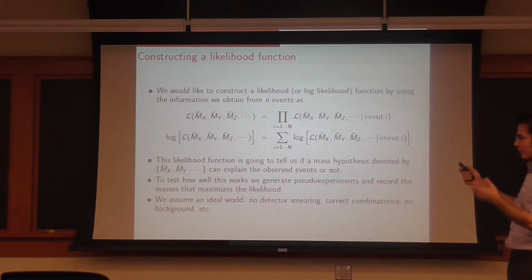So, okay, that reminds me of one thing I forgot. We assume all the events come from the correct decay chain. Correct combinatorics. Let's simplify everything: correct combinatorics, and also the correct decay chain. So let's assume everything to be perfect, and then you can relax those later.